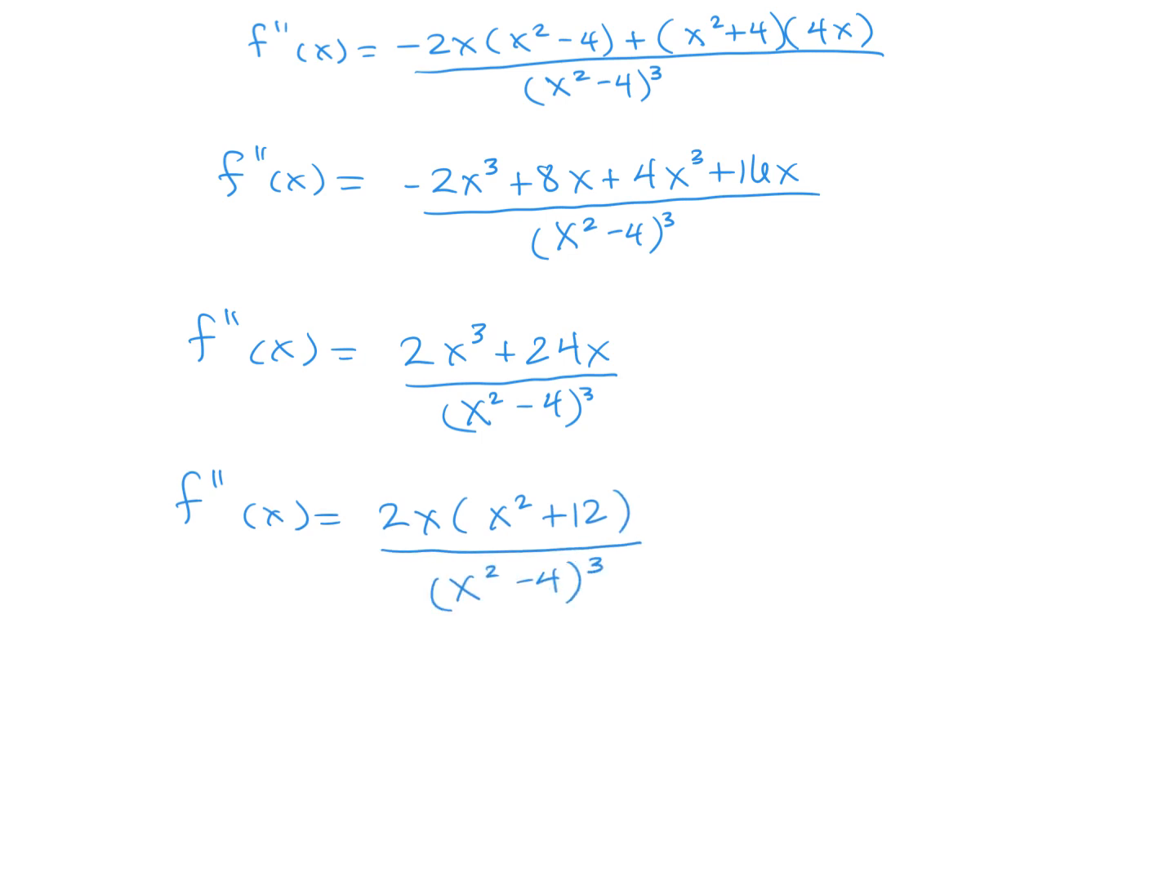All right, so now we need to go through and study this second derivative. And you'll notice that it's only equal to 0 when x is equal to 0. So we'll take note of that off to the side. F double prime of x is equal to 0 when x is equal to 0, because a fraction can only be 0 when its numerator is 0. X squared plus 12 is always positive, so that leaves 2x to be the only thing that could possibly equal 0, which makes x equal to 0.